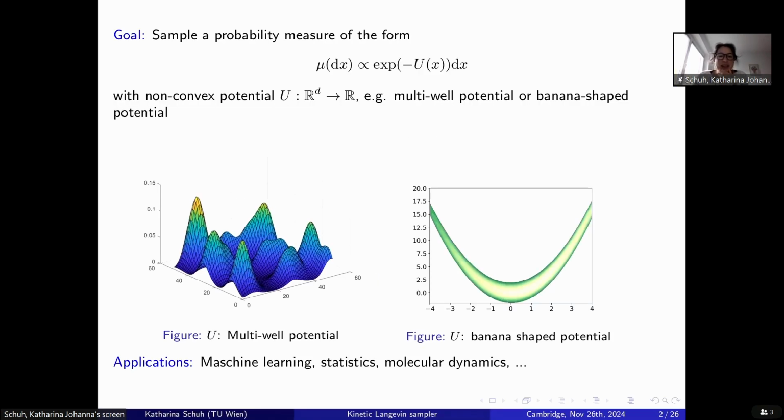Okay, so what I'm interested in is, as we have seen already several times yesterday and today, sampling a certain probability distribution, and here it should be of the form that it's proportional to the exponential of minus some potential U, and this potential U can be non-convex. So what I have in mind is what you can see in the two pictures below.